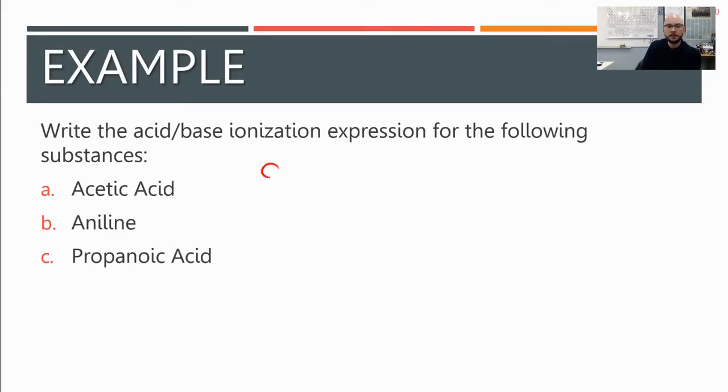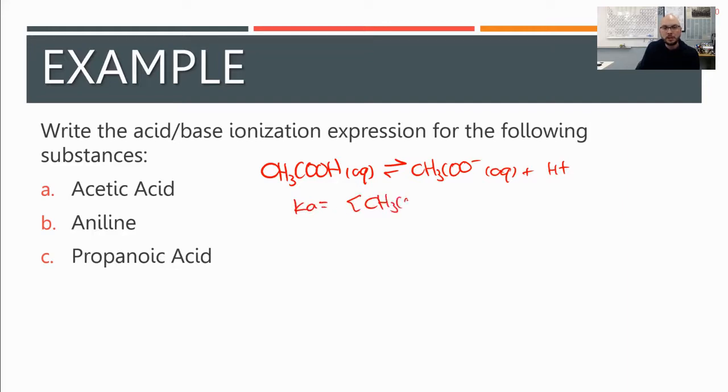So acetic acid we should recognize as being CH3COOH. If we're not sure of that, we can look in our little book here and it'll give us the formula. It's a weak acid, so we're going to use that double arrow. So this becomes CH3COO minus aqueous and H plus. Ka, because this is an acid, is equal to CH3COO minus multiplied by H plus over CH3COOH.